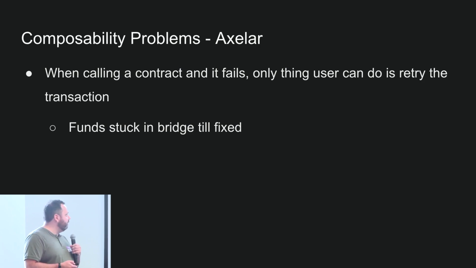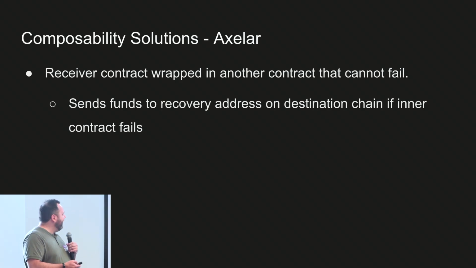Axelar has composability problems of its own when you call a contract on the destination chain, because it has GMP, which is similar to IBC hooks. Funds just get stuck in the bridge until you upgrade the contract or fix it, or until the contract succeeds. And there's no way to back the transaction out, which in the worst case leads to permanent loss of funds. In the best case, it is very annoying. And so we have a wrapper contract, which basically can't fail, and it sends money to a recovery address when that occurs.